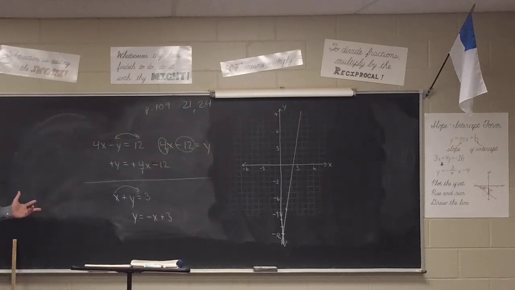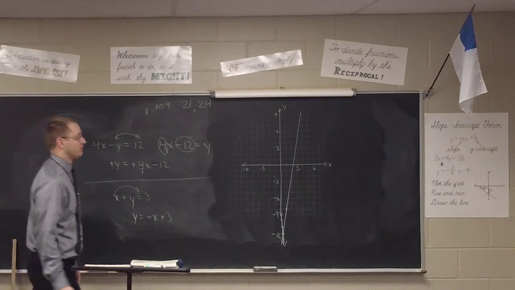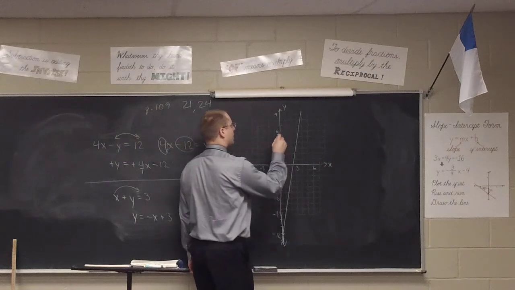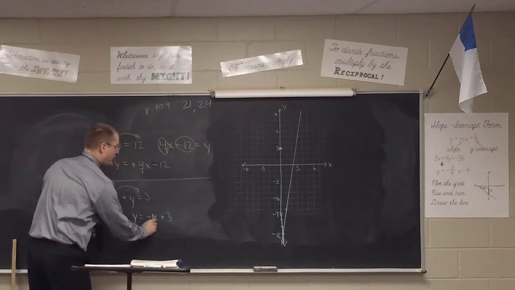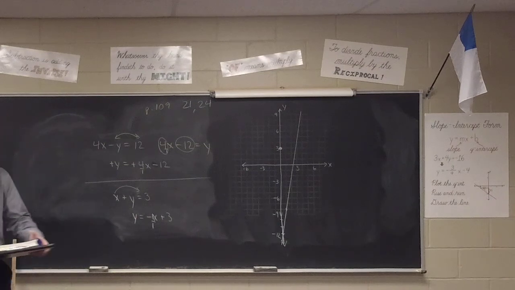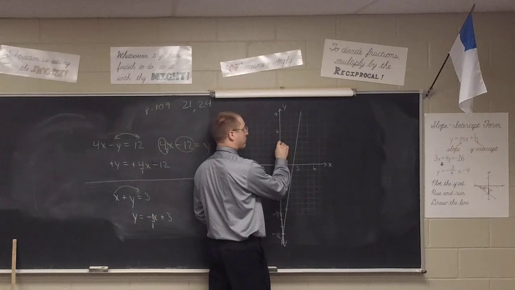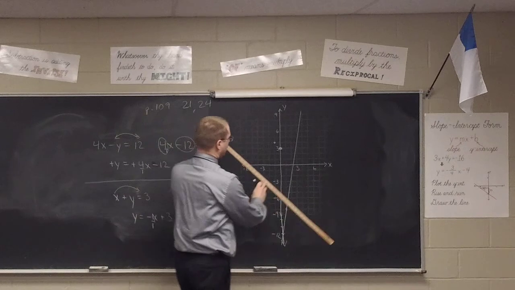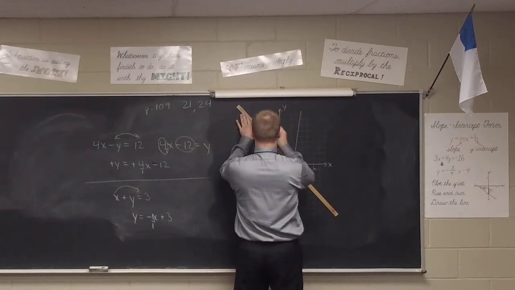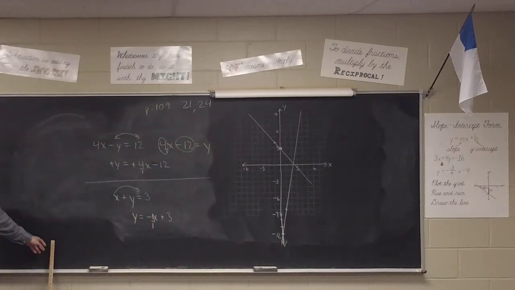I can clearly see the y-intercept, class. 3, right? But what's the slope? Negative 1 over 1, right? So if you don't see a number there, it's a 1 over 1. So class, from the 3, I'm going to rise 1 and run negative 1 and connect those dots. And there's my line. All right, questions on that one?